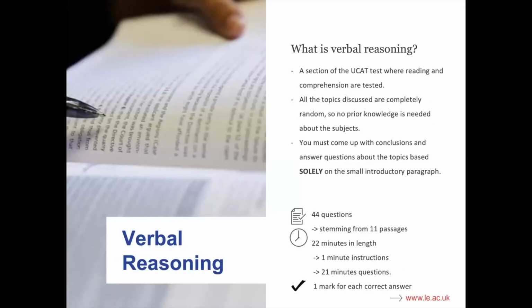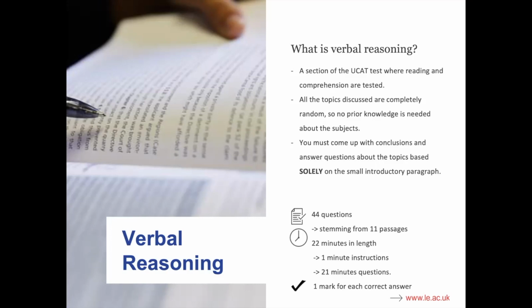The verbal reasoning section looks to examine your reading and comprehension skills. The questions are presented to you in a random topic, so everything that you're going to need to know about the question and the answer is going to be presented within the passages that you see. Your job is going to be coming up with or evaluating conclusions based on the topics that are presented. Ultimately, this means that the answers will be in front of you 100% of the time.